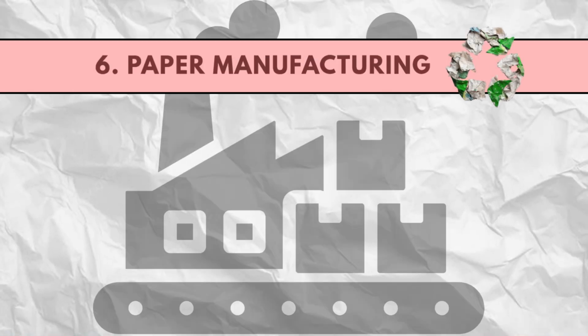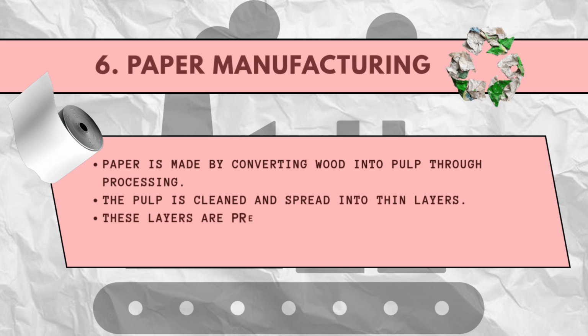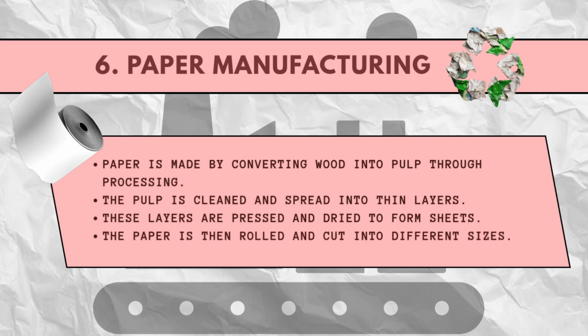6. Paper manufacturing. Paper is made by converting wood into pulp through processing. The pulp is cleaned and spread into thin layers. These layers are pressed and dried to form sheets. The paper is then rolled and cut into different sizes.